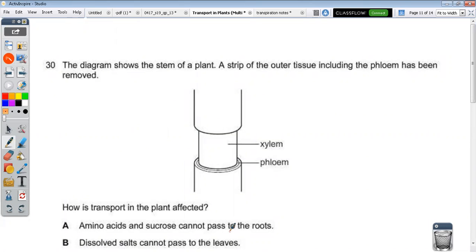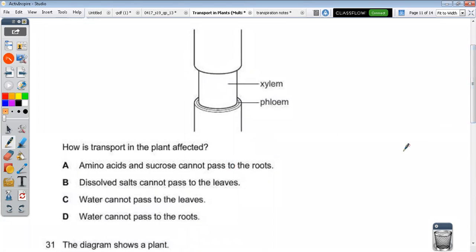The diagram shows the strip of tissue, including the following, has been removed. Okay, a similar question. How is transport in the plant affected? Amino acids and what cannot pass through, we have removed what? The volume.